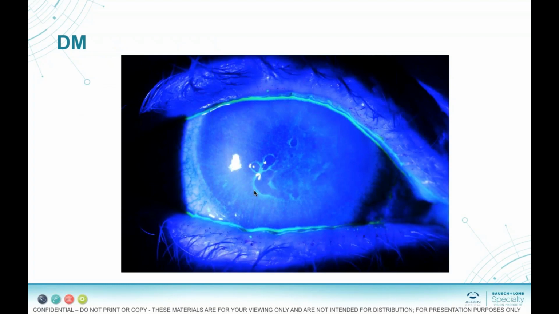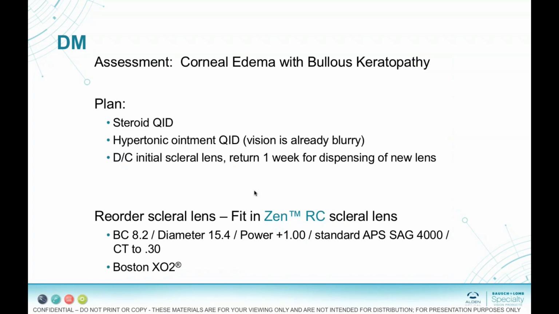So what I've done as her contact lens practitioner is I've induced some corneal edema, which developed into some significant bullae, which were now affecting her quality of vision as well. Sometimes we have to take a different path than we plan. In this case, we had to pull her out of her lens temporarily, manage her bullous keratopathy with steroids, hypertonic ointment, and discontinue her lens for a week.